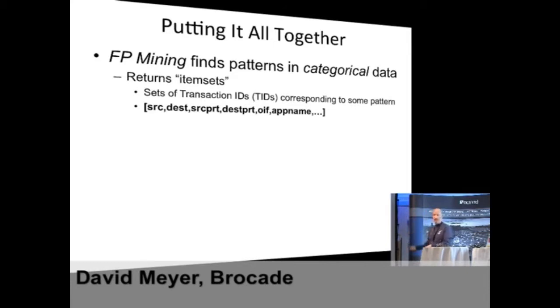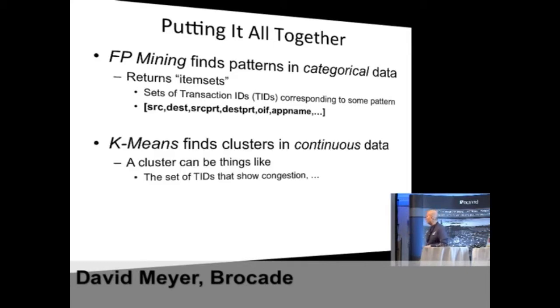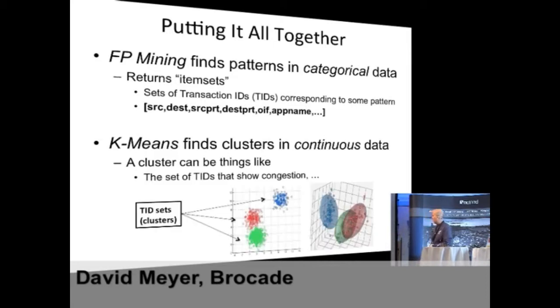And then the k-means algorithm can find clusters in other kinds of data, how data fits together, what things go together, right? A cluster can be a set of transaction IDs that have congestion, if they're flow records or something like that. If you try to visualize it, these TID sets or clusters wind up looking like this. I just did a projection because it's in higher dimensional space. If you're wondering why the green and the red overlap, it's because when you project a higher dimensional space down into something you can actually look at, like a graph, it smears out a little bit, right?